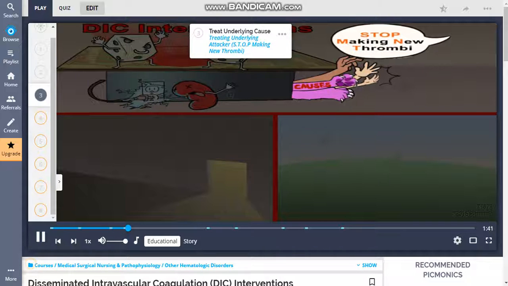Because DIC occurs as a result of another process, treating the underlying cause is key, shown by the winged creature attempting to treat the underlying attacker and shouting, "Stop making new thrombi," which is a mnemonic to remember common causes of DIC: sepsis, trauma, obstetric complications, pancreatitis, malignancy, nephrotic syndrome, and transfusion.